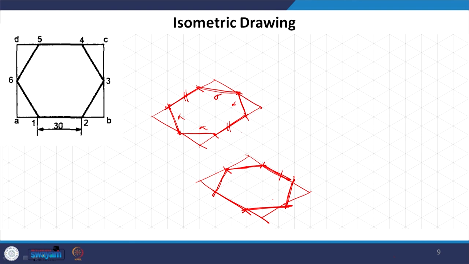So I hope you will try drawing any polygon that you come across in isometric drawing, and you can assume any condition. You can try to draw them, and in case you find any problem, you can write to us and we will try to resolve your query.